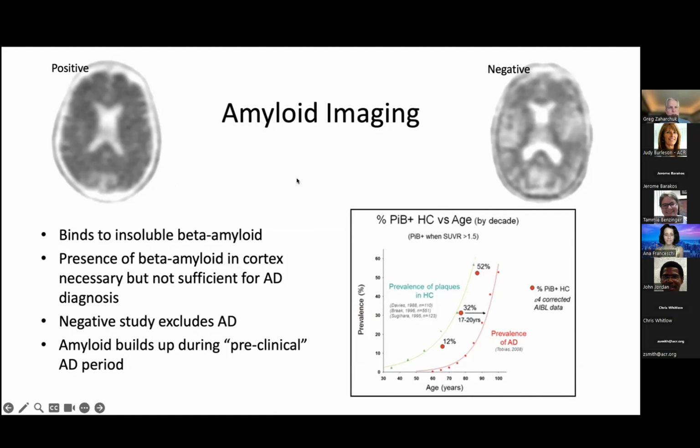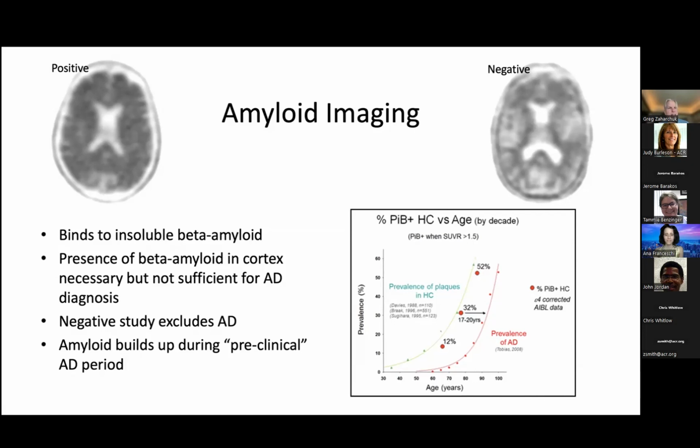And so you may be asked to read these. There are a lot of resources online to help you with how to do this. I think one of the most interesting things about amyloid imaging, of course, is that a negative study excludes AD. So that I think is very helpful. So patients need to have positive amyloid imaging or a positive lumbar puncture to really be considered for these drugs.